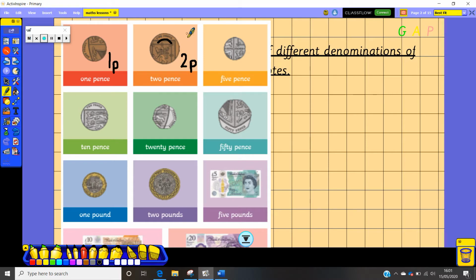Now you will notice when we jump to the next coin that we have missed out the numbers 3 and 4.